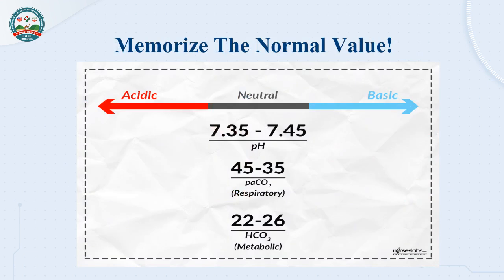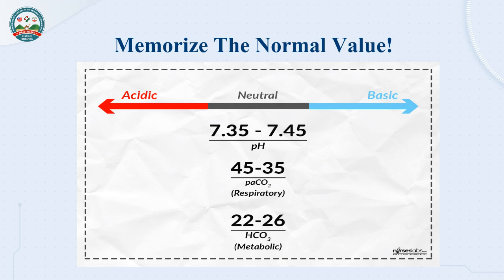Before we interpret ABGs, there are three key values we must memorize. First is pH, with a normal range of 7.35 to 7.45. Below 7.35 means acidosis, and above 7.45 means alkalosis. Second is PaCO2, which represents the respiratory system. The normal range is 35 to 45, but notice it works in reverse. Higher means more acidic, lower means more alkaline.